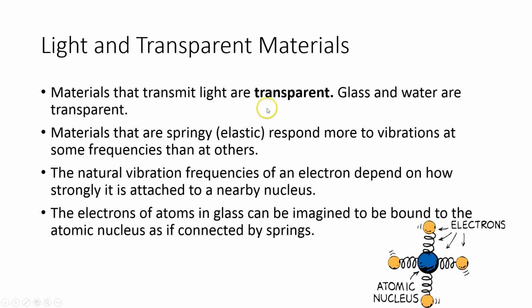Materials that transport or transmit light are called transparent. Glass and water are transparent. You can see right through them. These materials have kind of an elastic response to vibrations at some frequencies more than others. Those frequencies depend on the frequency of an electron, and on how strongly it is attached to a nearby nucleus. So this is kind of a molecule of glass, I could say, or an atom of glass, and you'll see that the electrons are really springy in that glass.